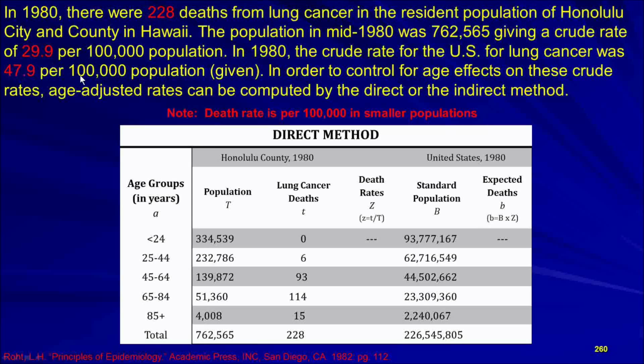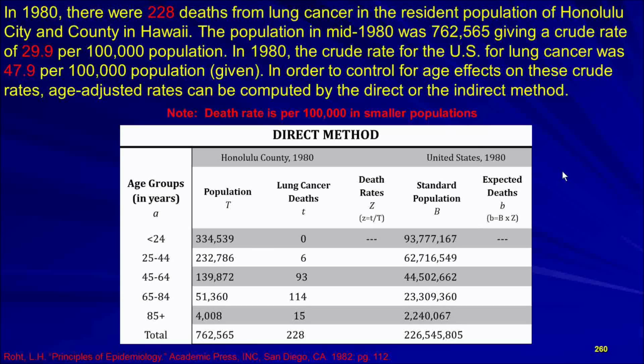But notice that the death rates for lung cancer in Honolulu are 29.9 versus 47.9 for the U.S. population. This would suggest, if you just looked at it and you didn't adjust the data, that lung cancer deaths are substantially lower than they are in the U.S. So you might draw the conclusion rather quickly: if I want to avoid lung cancer, where should I live? I ought to live in Honolulu City and County in Hawaii. Now, this might be a false conclusion, and it may not be. But we'll talk about that in just a minute.